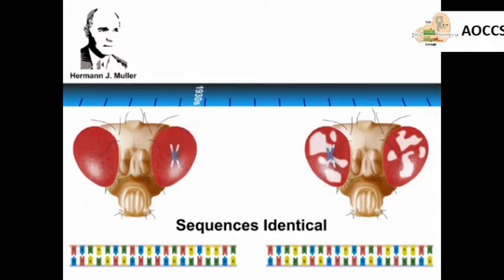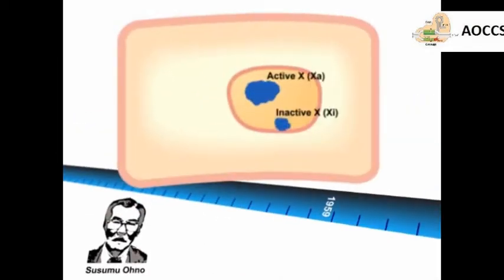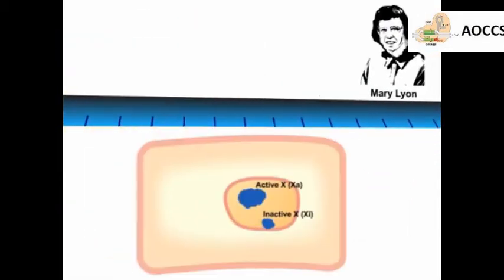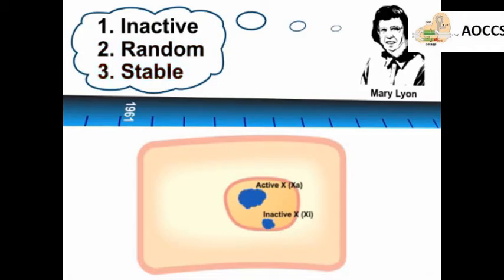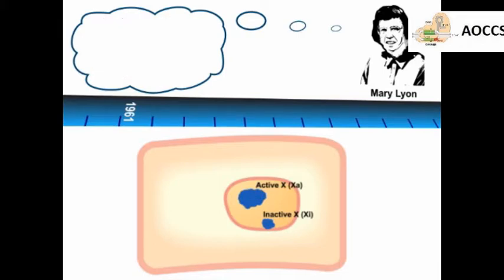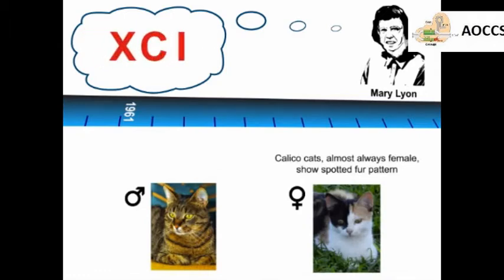genetic sequence. In 1959, Susumu Ohno observed in female rat liver cells that one of the two X-chromosomes was condensed. Two years later, Mary Lyon hypothesized that this condensed X-chromosome is genetically inactivated, that the choice of which X-chromosome to be inactivated is random, and that this inactivation is stably inherited by the cell's offspring. This process, now called X-chromosome inactivation, or XCI, causes females to be biological mosaics.